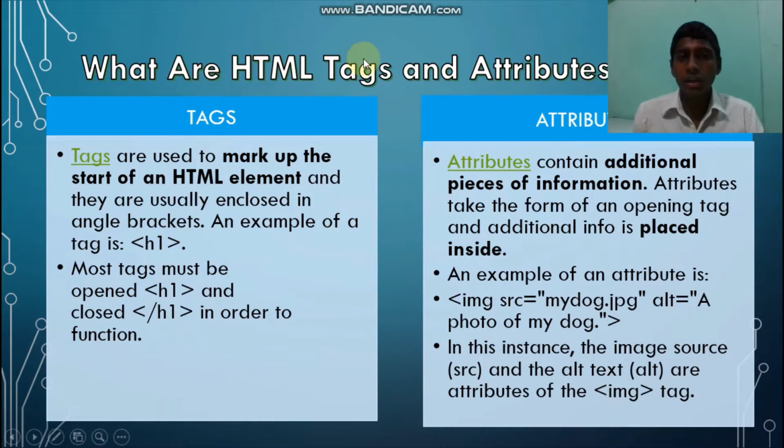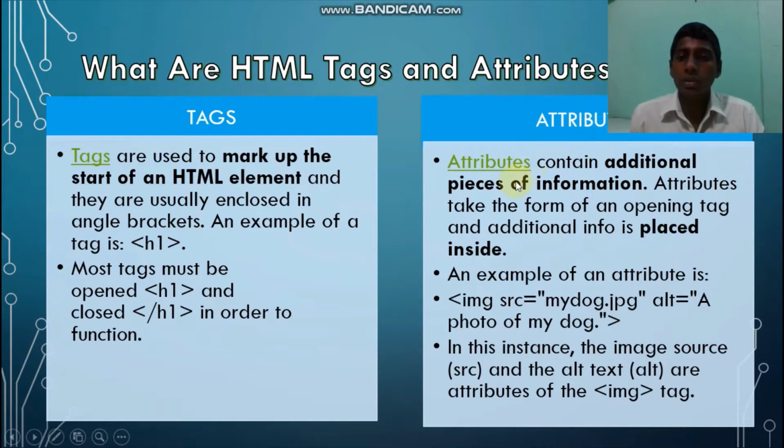Let us see what HTML tags and attributes are. Here come the tags. Tags are used to mark up the start of an HTML element. For example, the heading tag h1. Tags are usually enclosed in angle brackets. This bracket is known as an angle bracket, and an example of a tag enclosed in angle brackets is h1. The tag must be opened in this way: the angular bracket, the code, and the bracket, and it must be closed in this way: angular bracket, slash h1, in order to function.